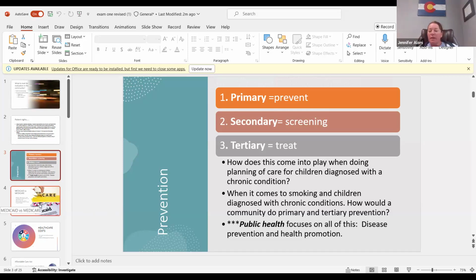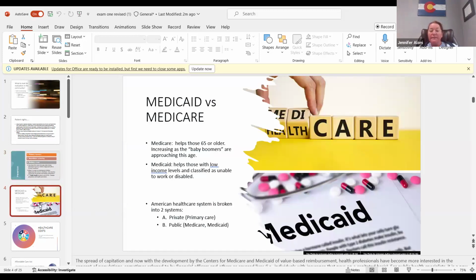Next couple slides are going to be about Medicare and Medicaid. We didn't really cover this in class, but we are going to cover it now. We know Medicare, people caring for those 65 and older. Medicaid is going to be our low income levels and those that are classified as disabled to work. So that's going to be our aid. We're going to give them help. Okay. And so we have two different healthcare systems. We have private, which is like our primary care, and then we have public, which is run by the government, like our Medicares and our Medicaids. Okay.